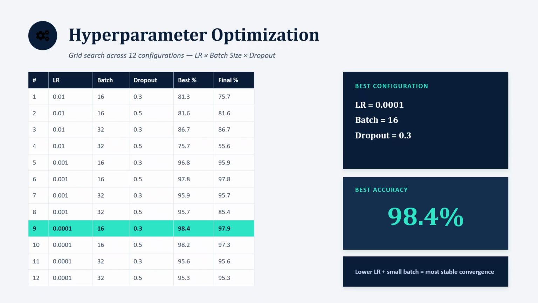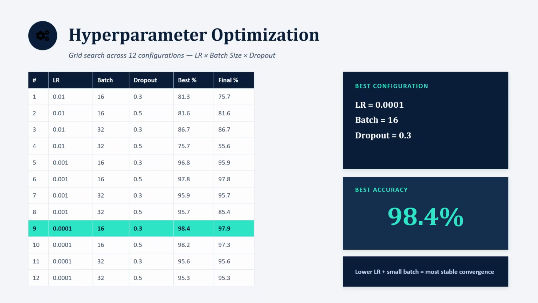Learning rate 0.01 performed poorly at 75 to 87%. LR 0.001 improved to up to 97.8%. But LR 0.0001 produced the best results. The best configuration was LR 0.0001, batch 16, dropout 0.3, achieving almost about 98.4% during the search.